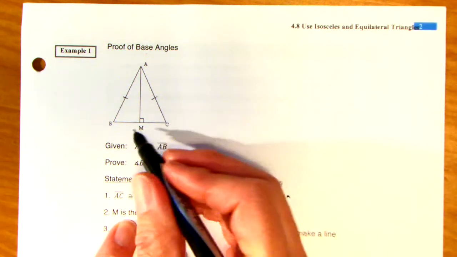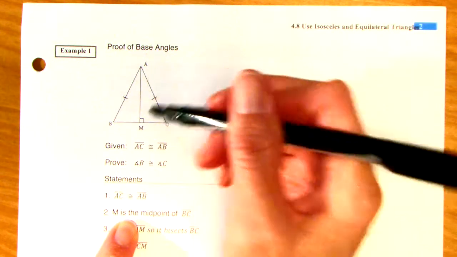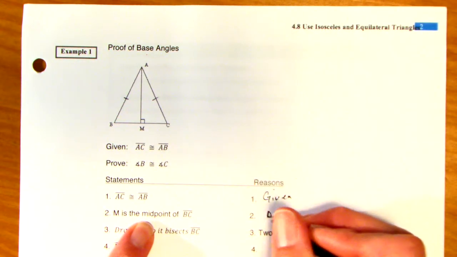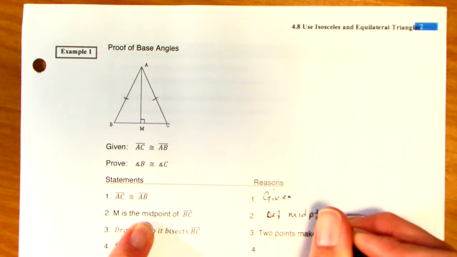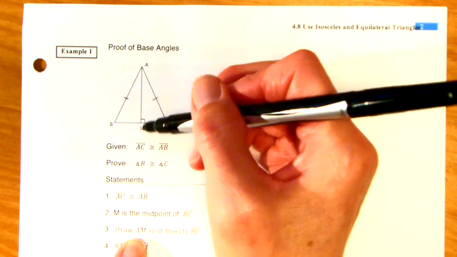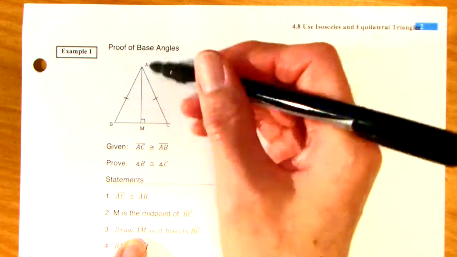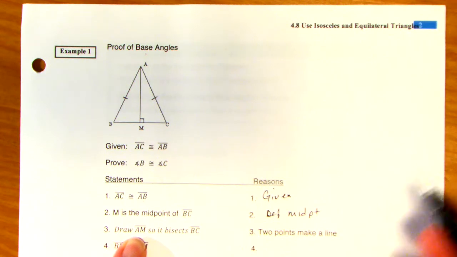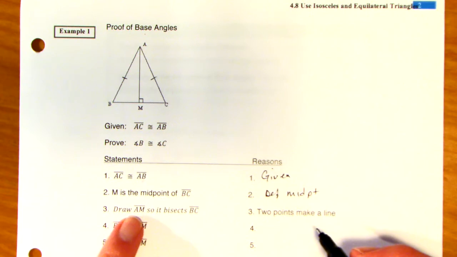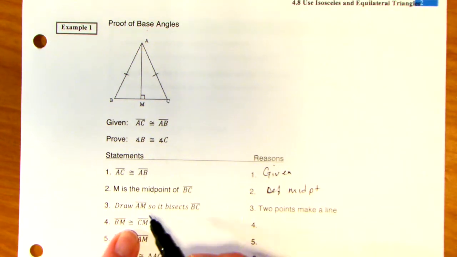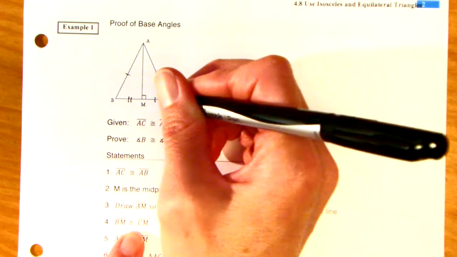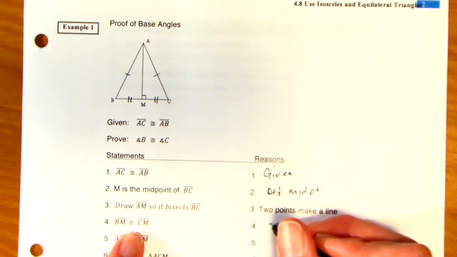Then it says M is the midpoint. So find M, as if this line didn't exist; we would add it in. It's the midpoint of BC, by the definition of a midpoint. Draw AM so it bisects. Then you would draw that in. Shame on me, I should have put a picture in here without that line drawn in. Two points make a line. That comes up every once in a while. You can draw midpoints. Because I just drew a midpoint, I now know that BM is congruent to CM. That's what a midpoint does.